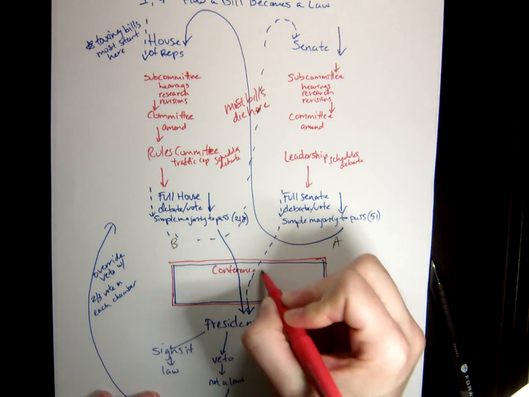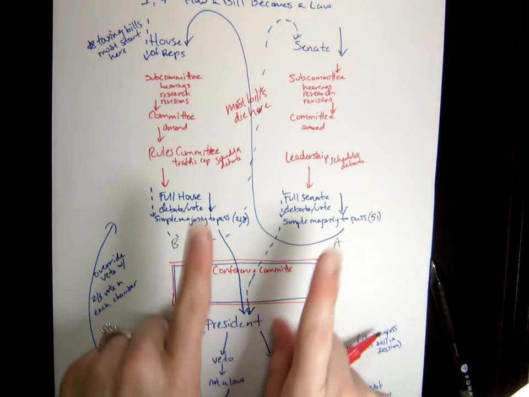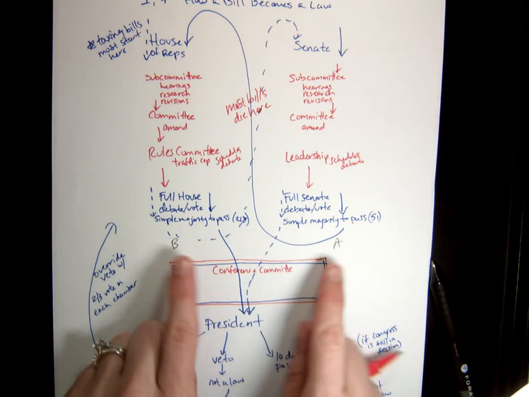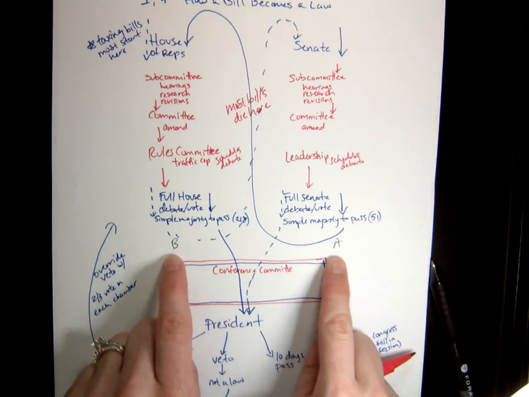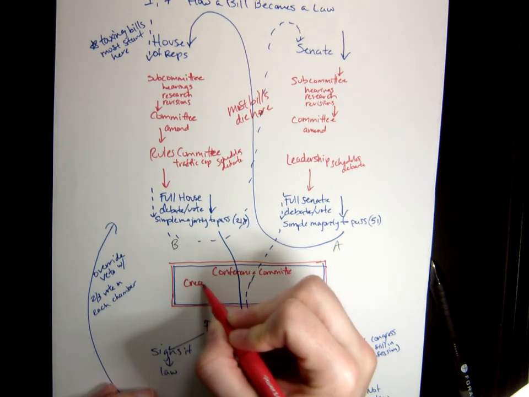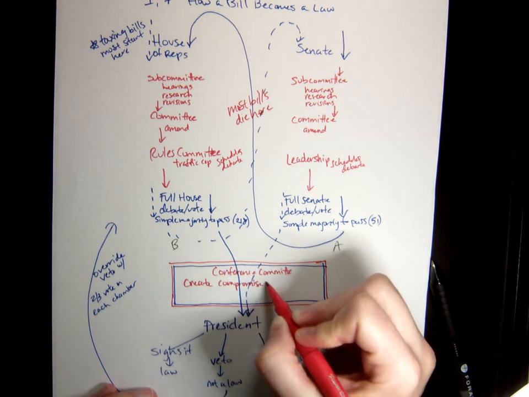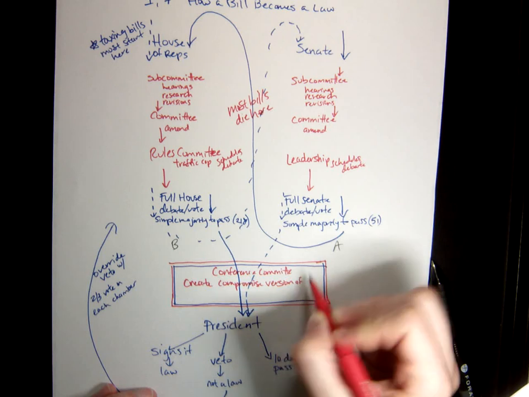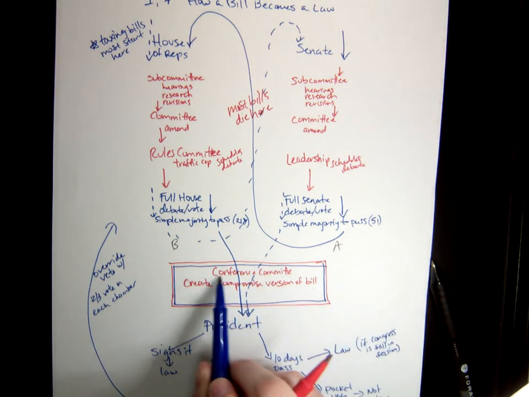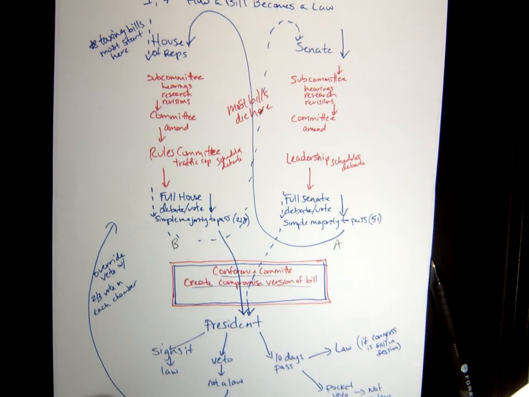The conference committee is a committee of people from both chambers. So some senators, some representatives. They come together and their job is to iron out the differences between these bills and come up with a compromise version of the bill. Now, the conference committee does generally favor the Senate version, but they can tweak it.